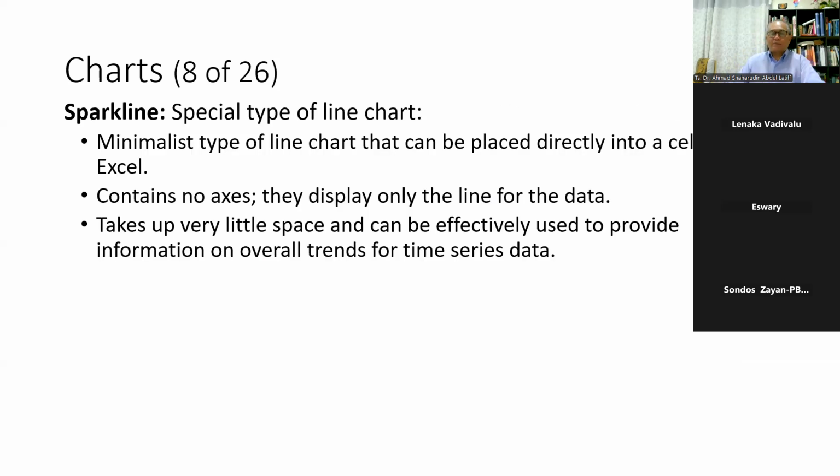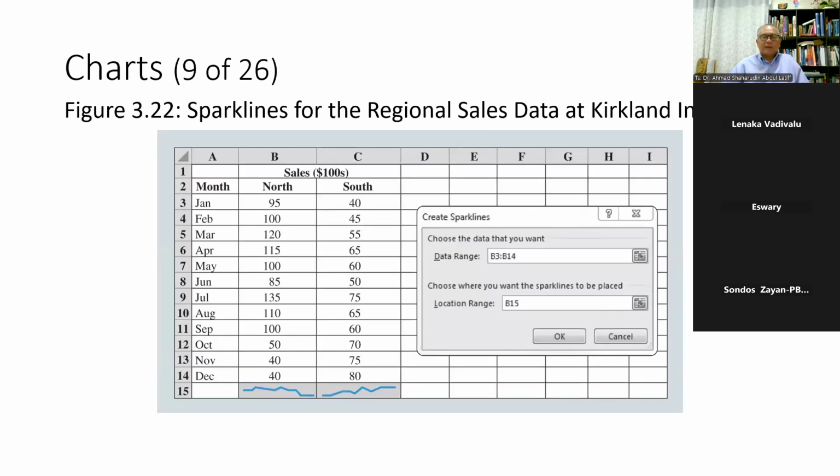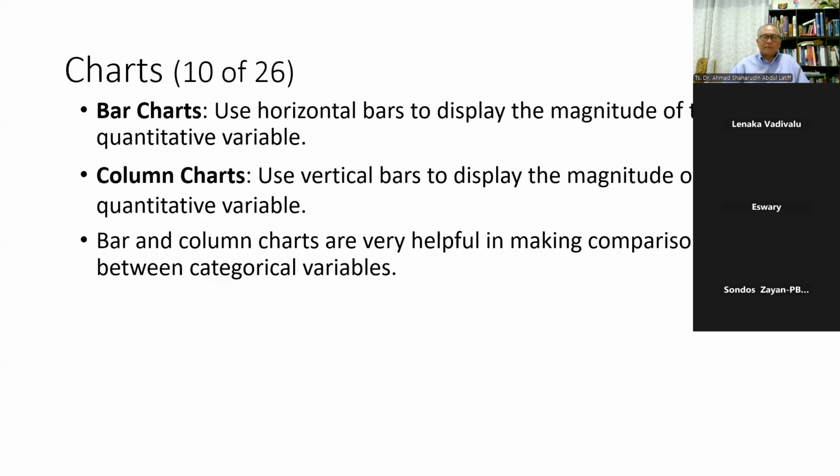And then you can also have a spark line. The spark line is a very minimal type of line chart. There is no axis. It just displays the line for the data. You just want to see there's no relationship between two variables, just one variable, but you want to see the fluctuations. It just consumes a little space. You can use them in your Excel. And this is how we develop the spark line for Excel.